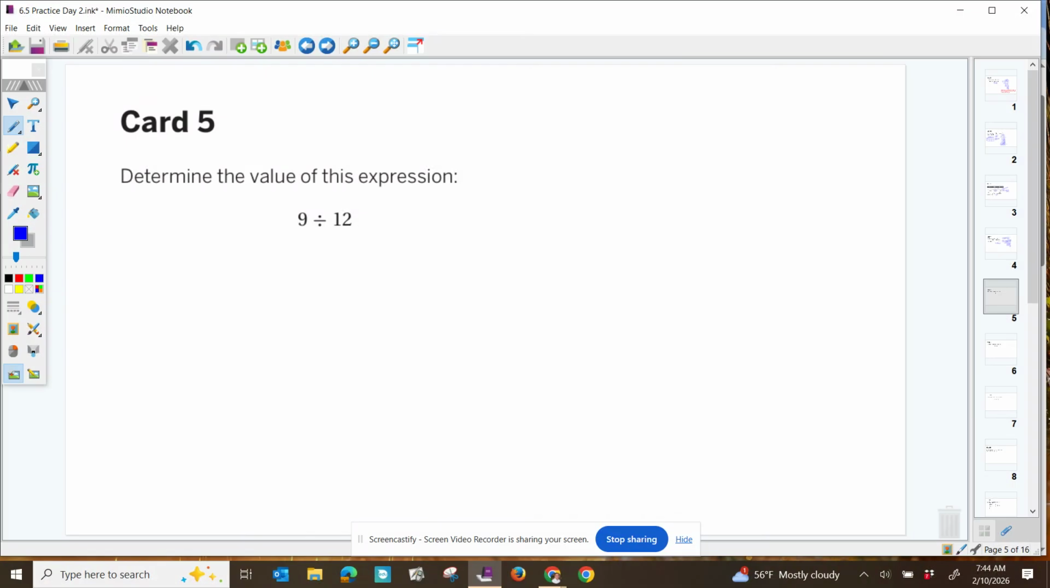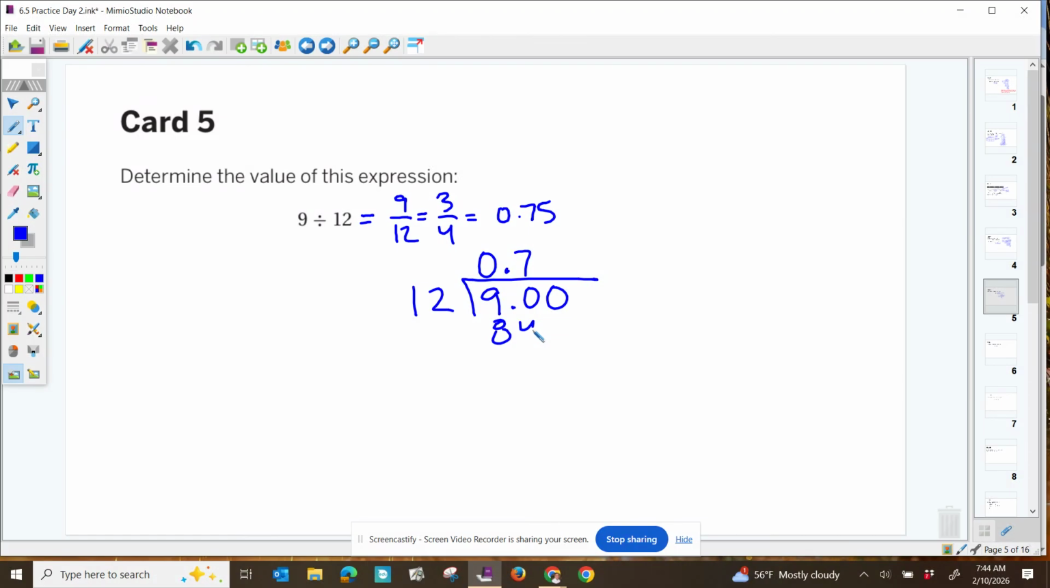Card number 5. Well, I hate this one because 9 divided by 12 is just 9/12. That's the same as 3/4, and I know 3/4 of a dollar is 75 cents. But how do they want you to do it? They wanted you to take 9.00, like $9, divided by 12. That goes 0.7 times. That would be 84. So bring down the 0. 12 goes into 60 5 times. 75 cents.